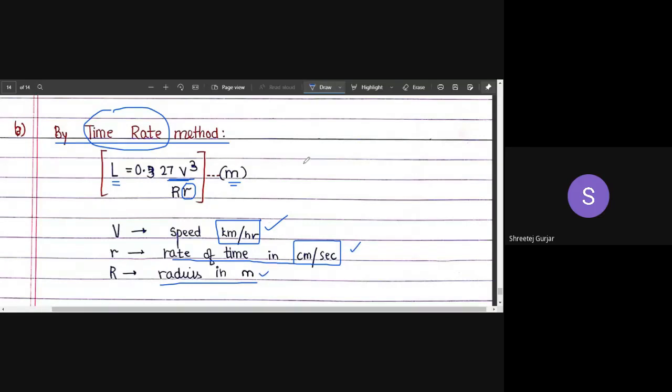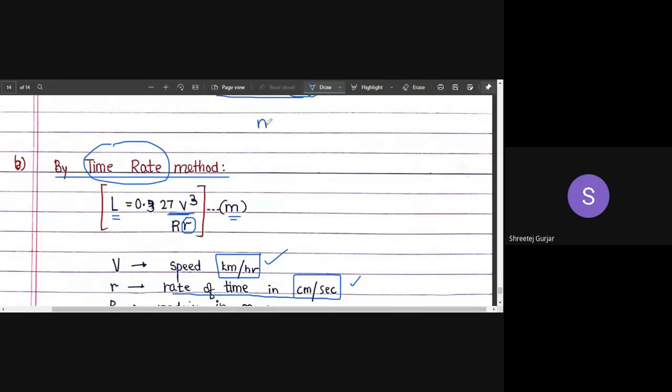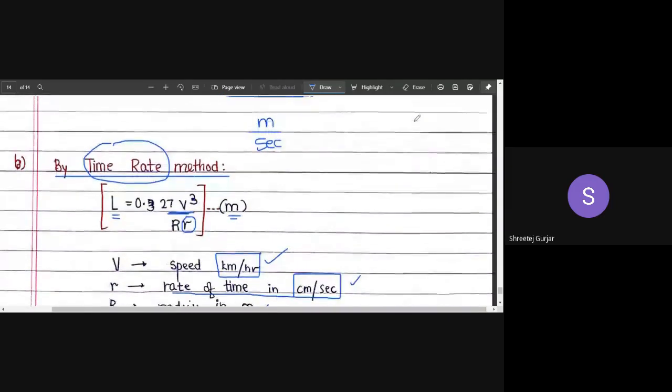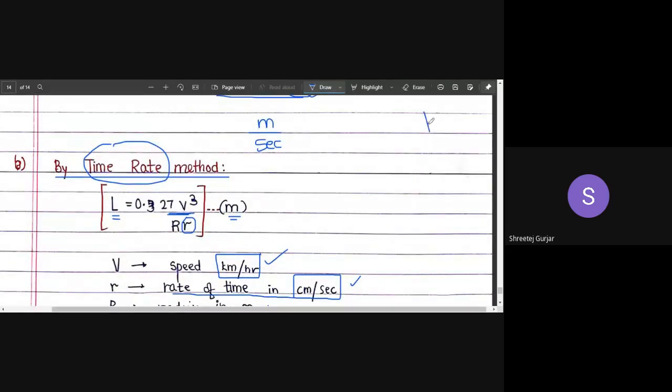Now one more important thing. How do you convert meter per second to kilometer per hour? Usually they give you in meter per second or they give you in kilometer per hour. Then you have to convert it from meter per second to kilometer per hour, or from kilometer per hour to meter per second. Now how will we convert 1 meter per second to kilometer per hour? What do we have to multiply in the numerator and in the denominator?